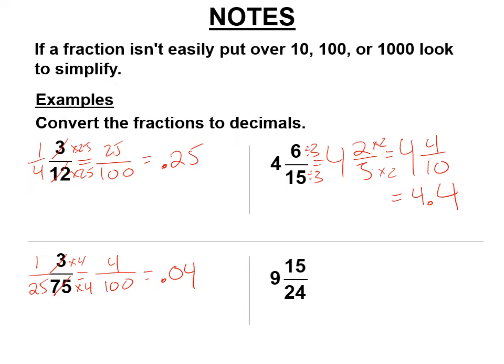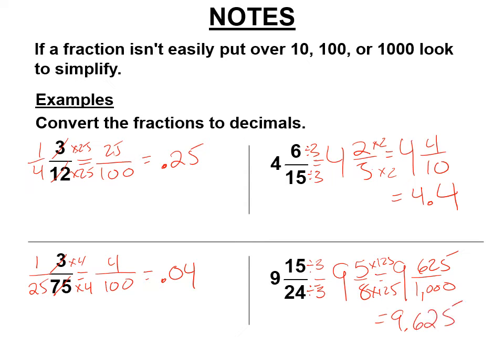9 15/24. So 15 and 24 are both divisible by 3. And so we get 9 5/8. All right, so there's eighths again. And so you know you're going to thousandths. And we did actually do 5/8 earlier in the warm-up. It was 625, right? Each eighth is worth 125 thousandths. So we have 5 of them. They're worth 625 thousandths. So this is 9.625.